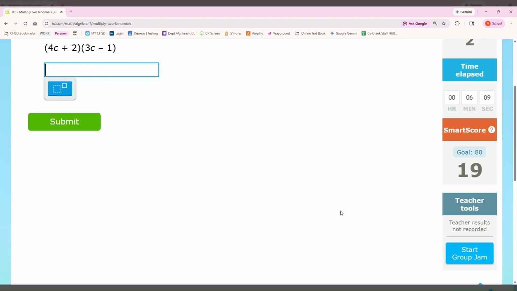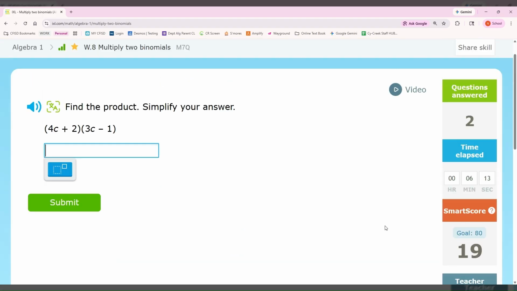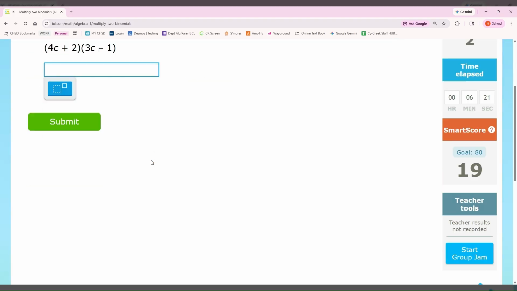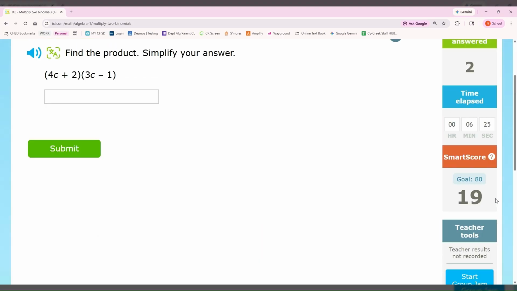I'm going to do a harder level one. So let's see. Oh, I can't really go up a level. It's just pretty much the same thing. Let me talk about another way you can do this. It's still the model, but we can multiply, so we can distribute. So 4c times 3c gives me 12c squared.